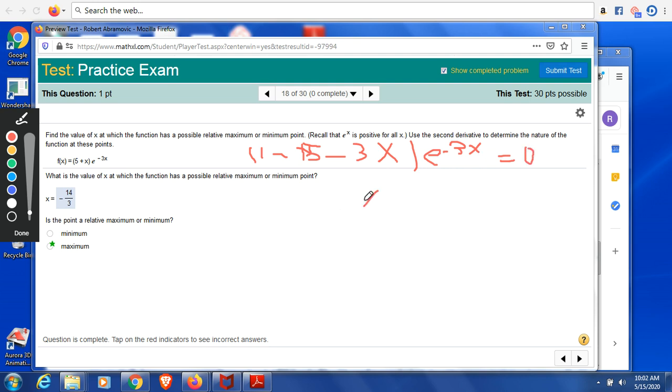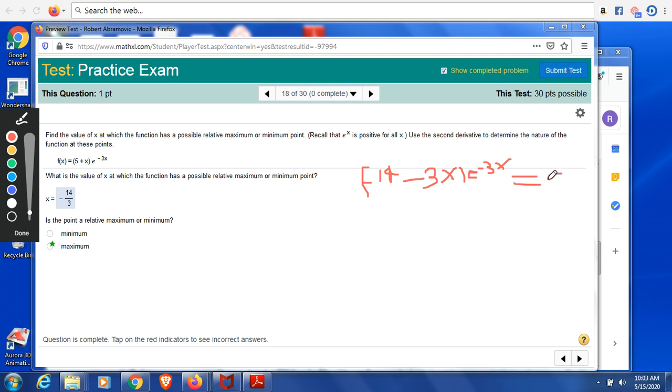What does that mean? That means that x equals, so this becomes negative 14, the coefficient here is negative 14 minus 3x. I'm multiplying this by e. So the derivative we have is negative 14 minus 3 times x times e to the minus 3x. That's equal to 0.